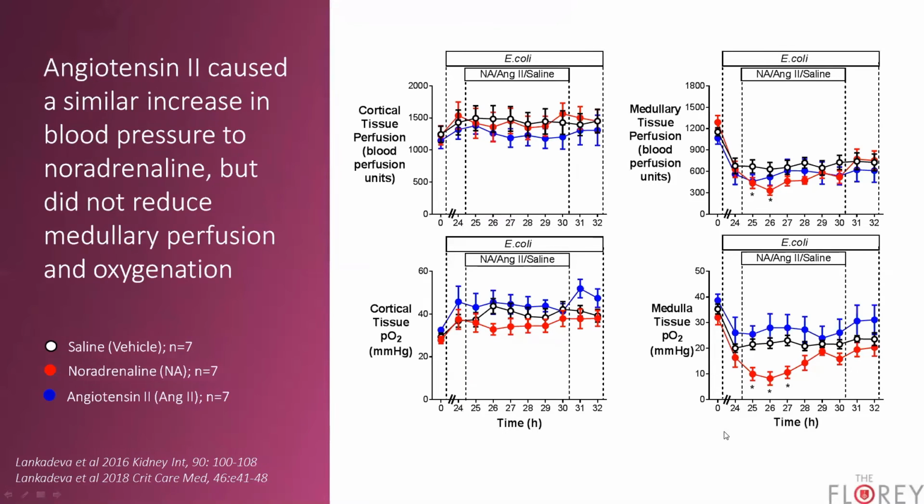In contrast, when we look at resuscitation with angiotensin II, we see that angiotensin II had no significant effects on cortical tissue perfusion and oxygenation, and importantly, it had no significant effects on medullary tissue perfusion and oxygenation, which would suggest that, at least in the setting of septic acute kidney injury, angiotensin II may indeed be a safer alternative to noradrenaline as a primary vasopressor.